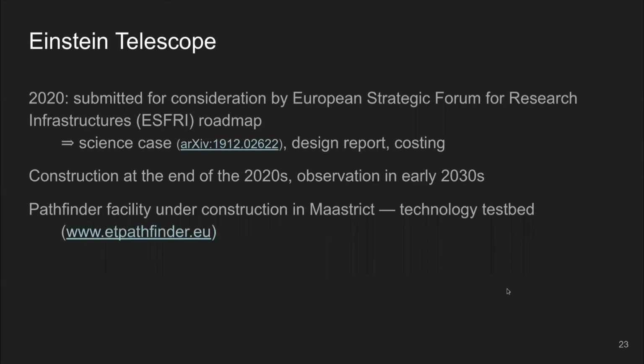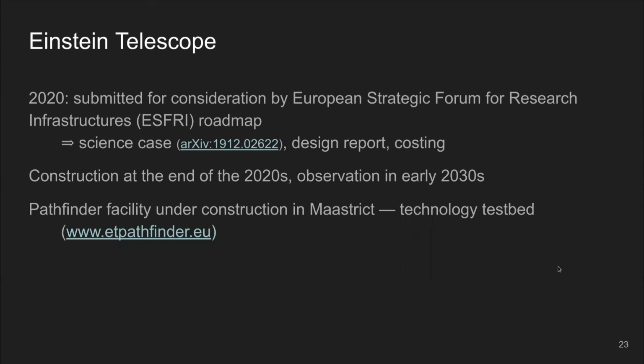The status of Einstein Telescope is they're trying to get on the European funding roadmap for the coming decade, which is called ESFRI. They produced a science case, a technical design report, and a costing study. The idea is that if the funding comes in, then construction begins at the end of the 2020s, and it would be observing in the early 2030s. They already have some preliminary funding to build a Pathfinder facility, a laboratory to serve as a technology test bed for a lot of the new technologies that would be employed.